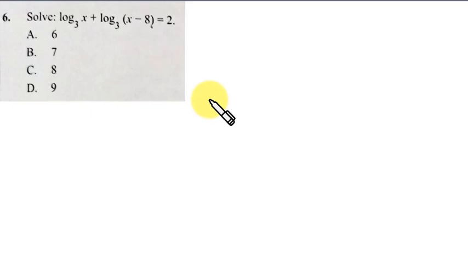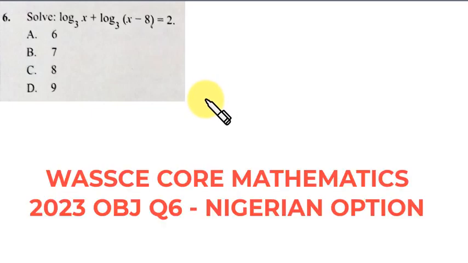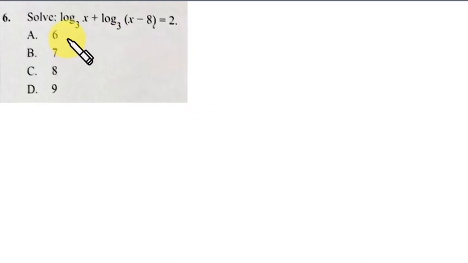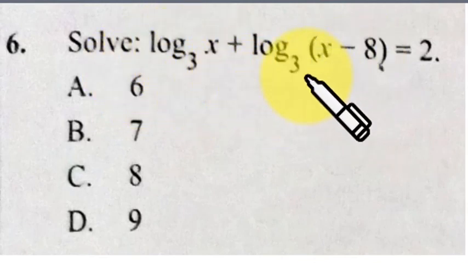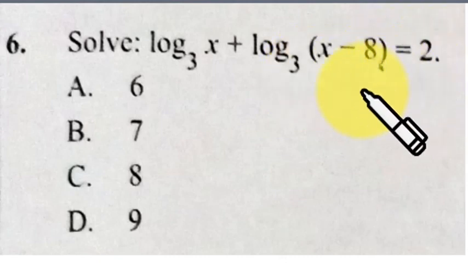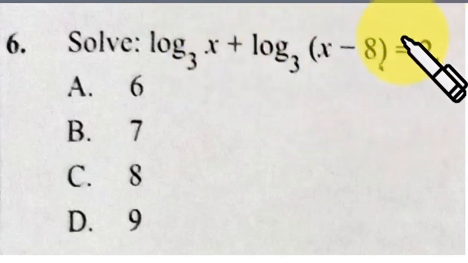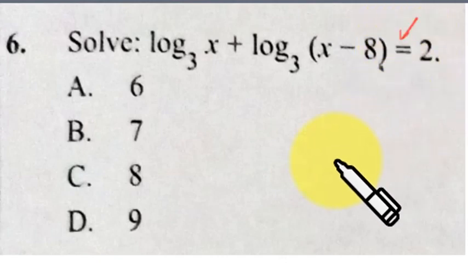In this video, we look at the WASSCE 2023 General or Core Mathematics paper, the Nigerian paper. That is question number 6. It says: solve log x to base 3 plus log (x minus 8) to base 3 equals 2. So that is an equation. We see the equal sign here.